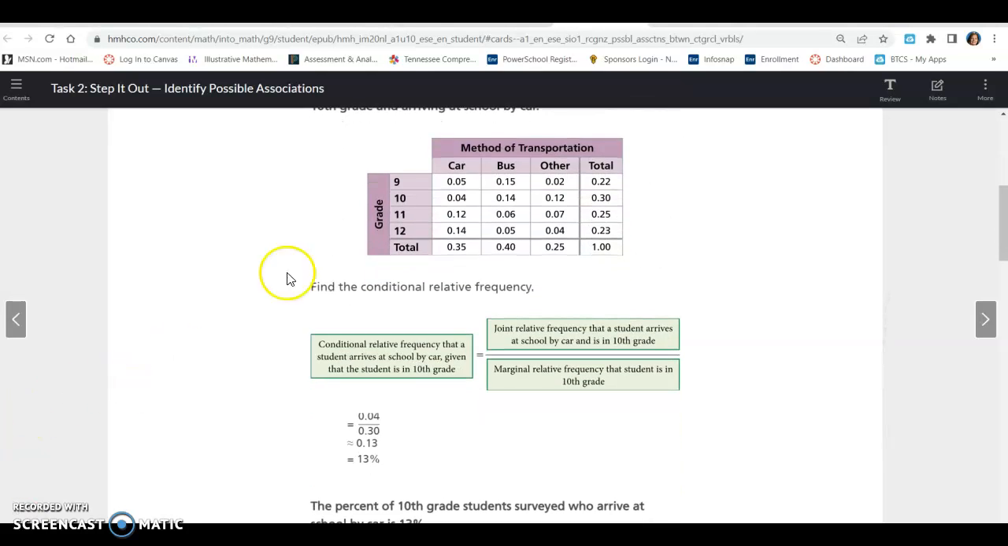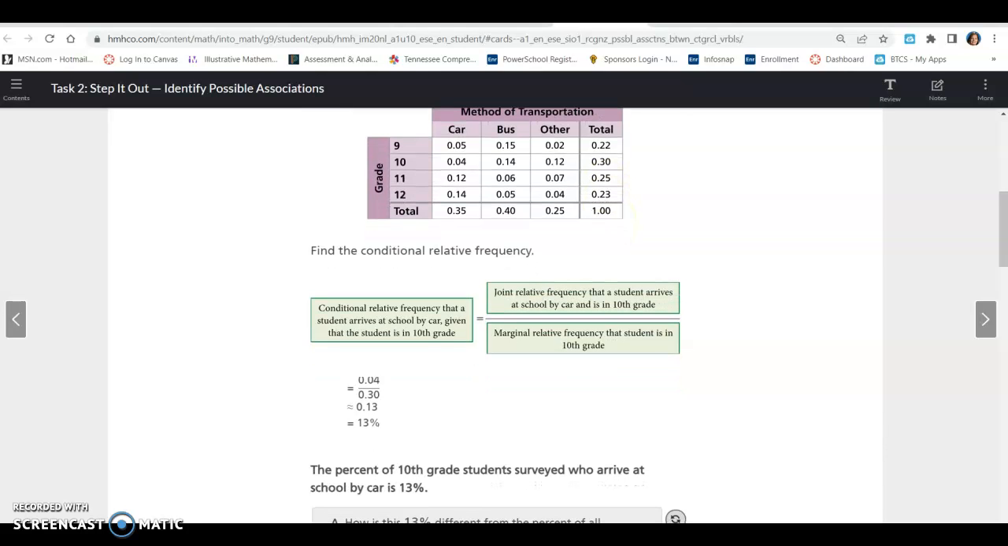All right, method of transportation. We've got car, bus, and other. This could be walking, riding your bike, skateboard, whatever. Down the side is going to be grade, 9, 10, 11, or 12. And then we've got the totals across the bottom and down the right-hand side.